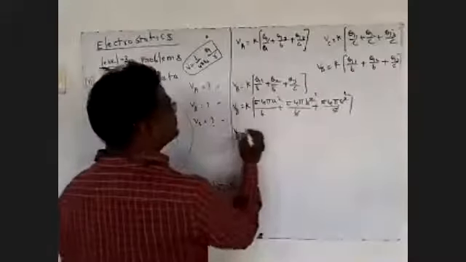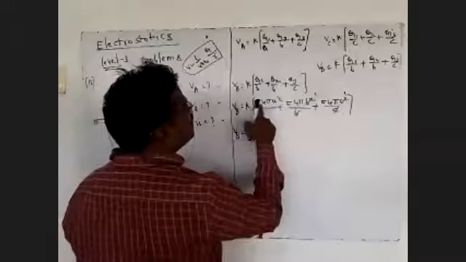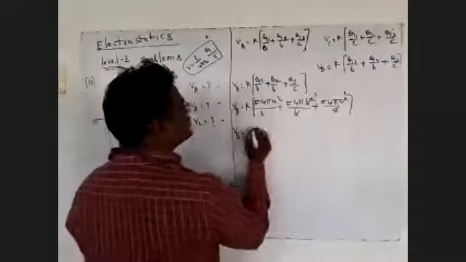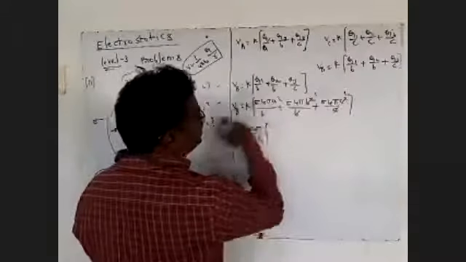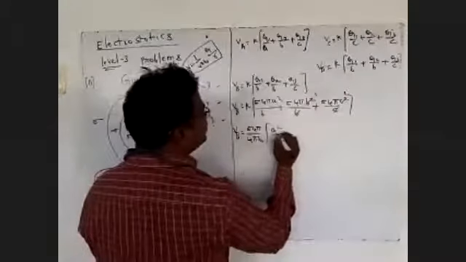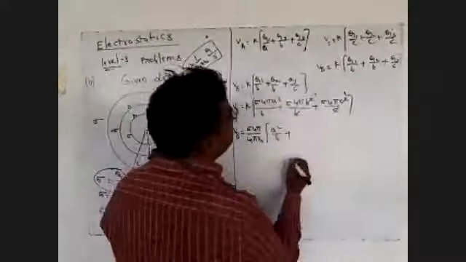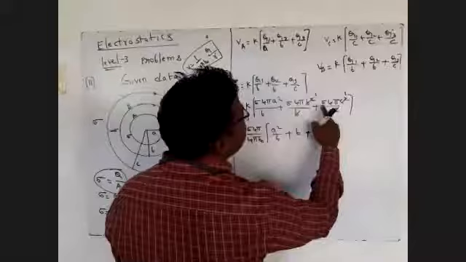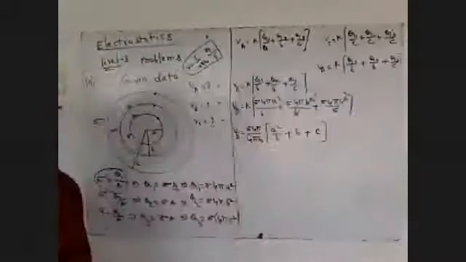So VB, where K means 1 by 4 pi epsilon naught, take the common sigma 4 pi out: sigma 4 pi times A squared by B, plus sigma 4 pi with remaining value B, plus sigma 4 pi with remaining value C. This is your answer, the VB value.